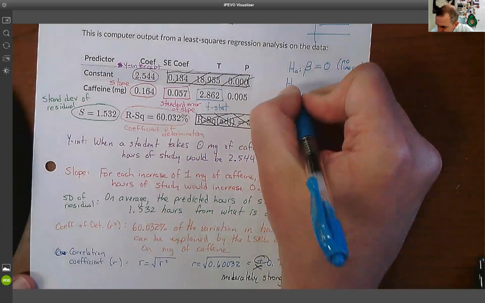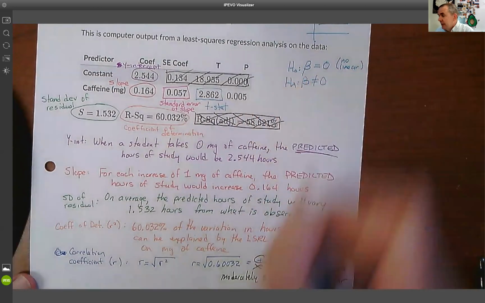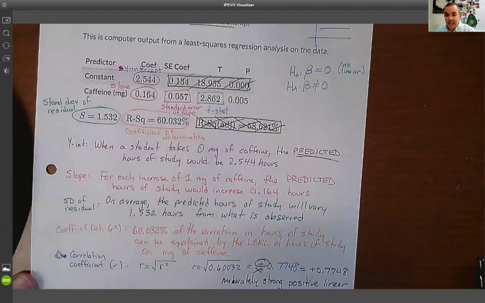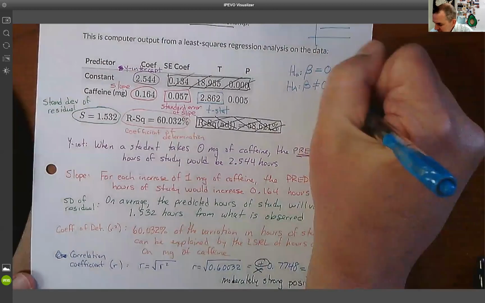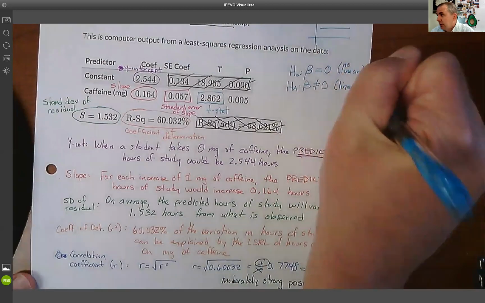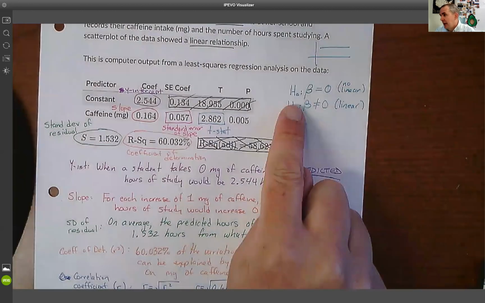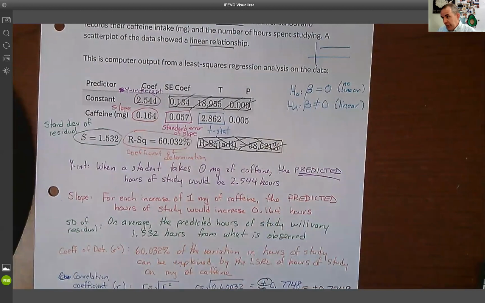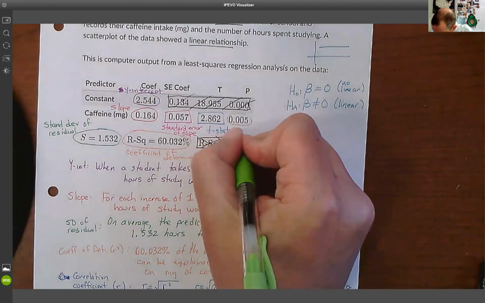The alternative hypothesis is a two-sided test that beta is not equal to 0. That means the slope is actually a non-zero number, basically saying that it's linear. Because if the slope of a line is not 0, it's got some sort of pitch to it, so there's a linear relationship. So what we have here is a test, a null hypothesis and an alternative. And with every test comes a p-value, and that's what that guy is. That guy's my p-value.